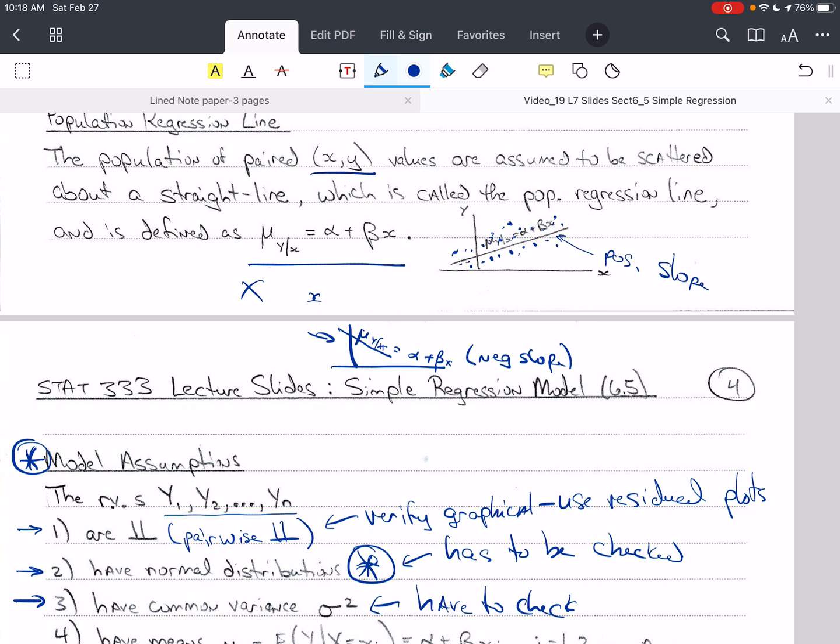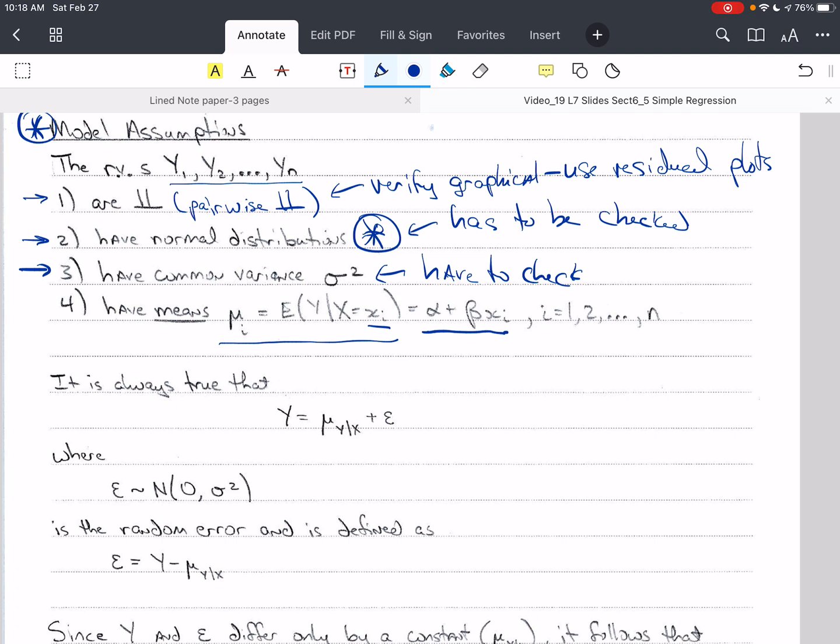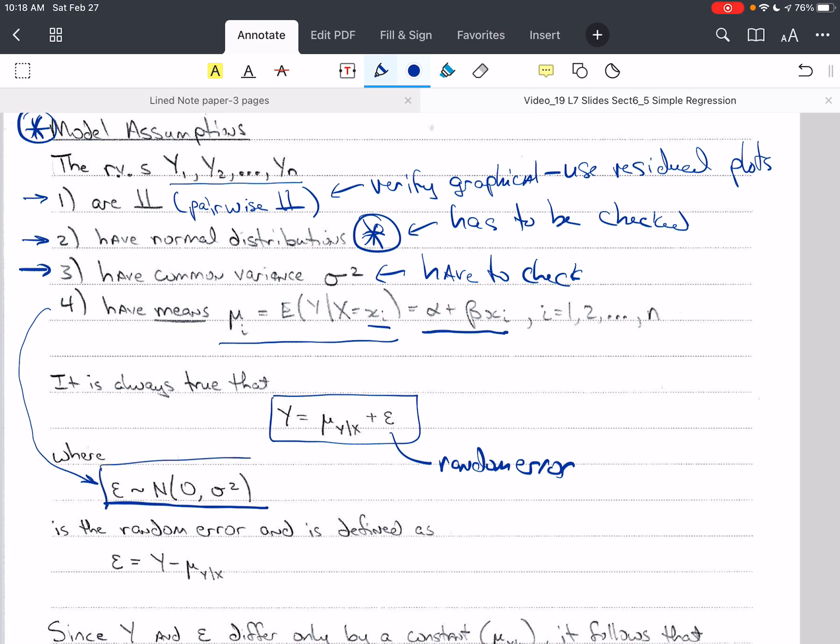Is that it's an average through these points. And we'll find out that that is quite true. And it's always true that y is equal to mu of y given x plus epsilon, where epsilon is the random error. And this is another assumption based off of these assumptions up here, that the random error is normally distributed. That is from the normal distribution here.